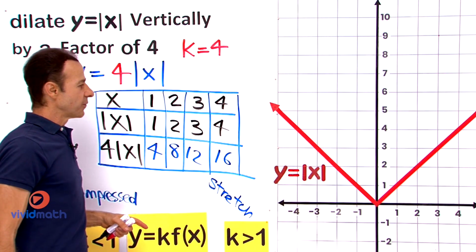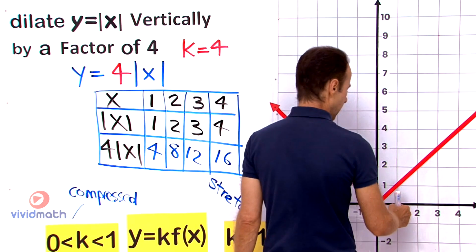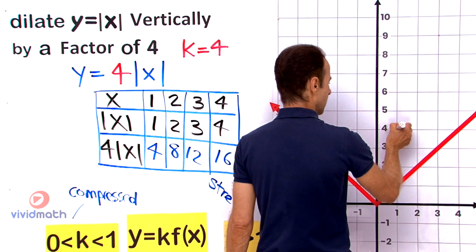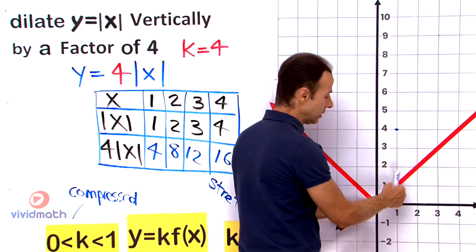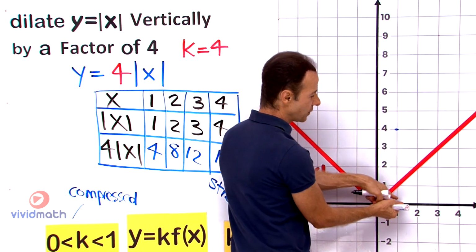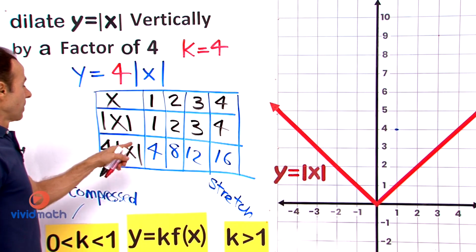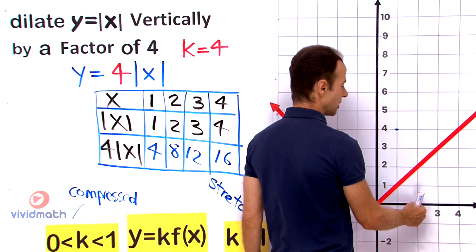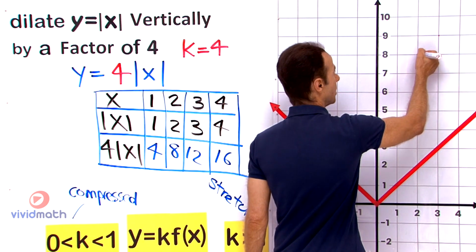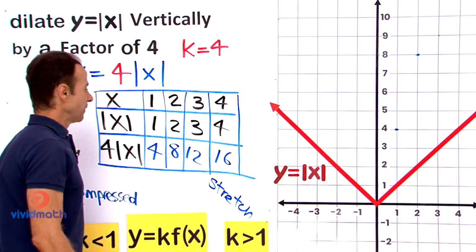So let's have a look at the first value. Let's go for 1, 4. 1 and then up 4 will be right here. So if you notice, originally the parent function is 1, 1. Now it's 1, 4. It is 4 times taller already at that particular point. So let's go 2, 8. Across 2 on the x and up 8. Right there.